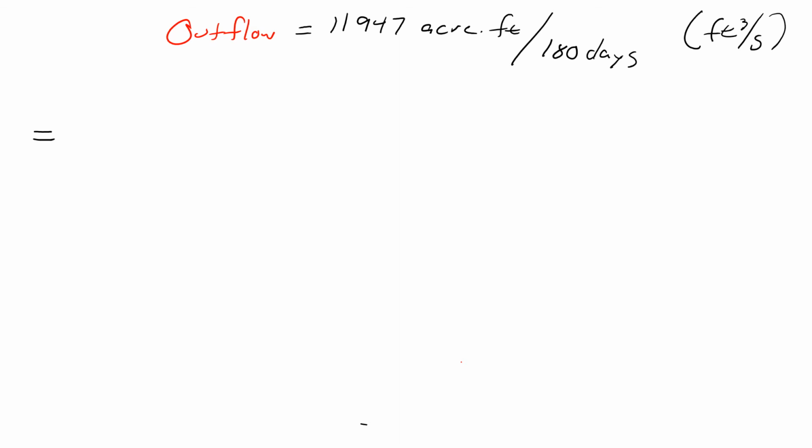Okay, so let's just do the math, do the conversion. I mean, right now this is the right answer. 11,947 acre feet per 180 days. That's what you want to do. You want to release that much water. Now we just want to figure out how much that is per second, because that's what you can do as a dam manager, is try to figure out how much do I have to let go every second. So let's just do some converting.